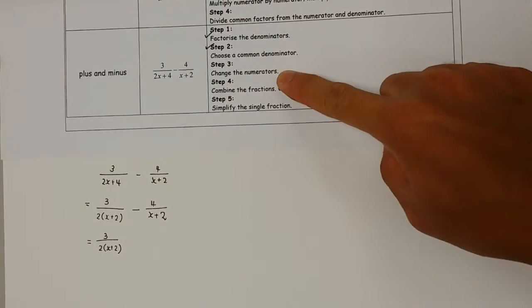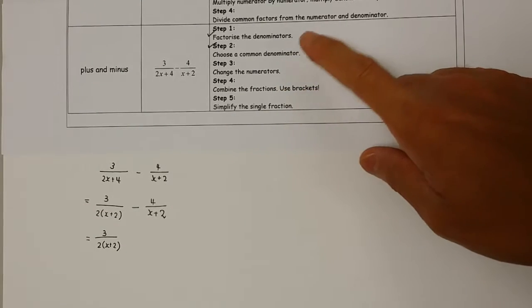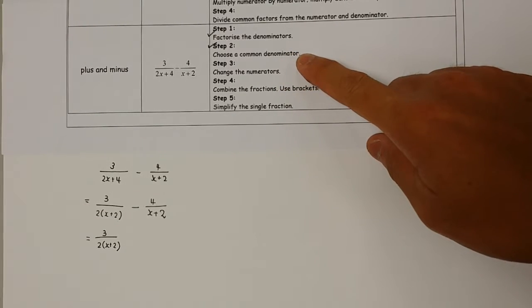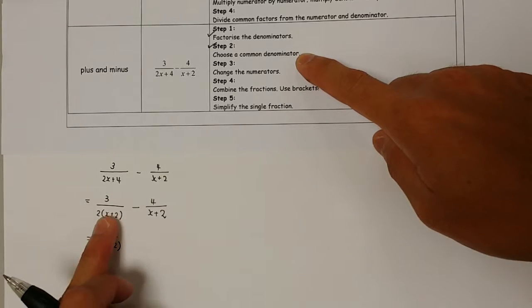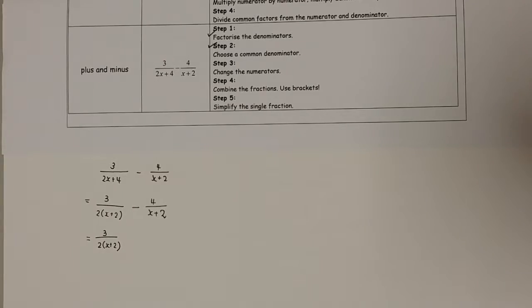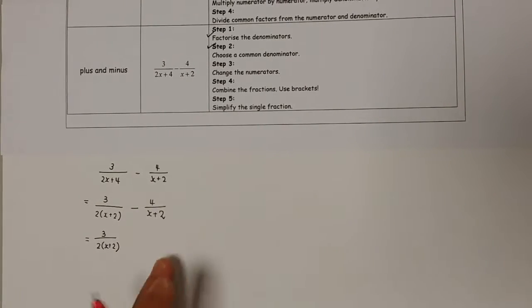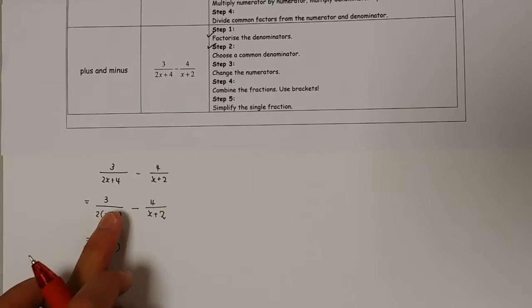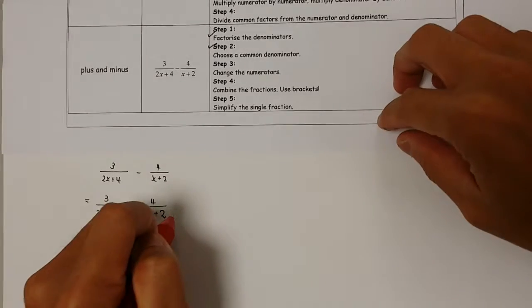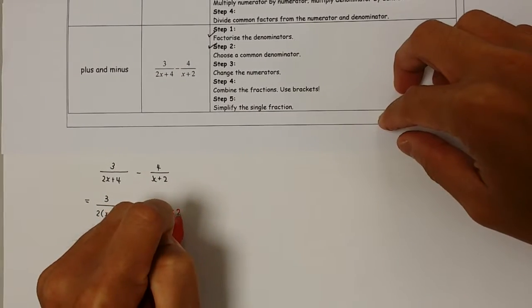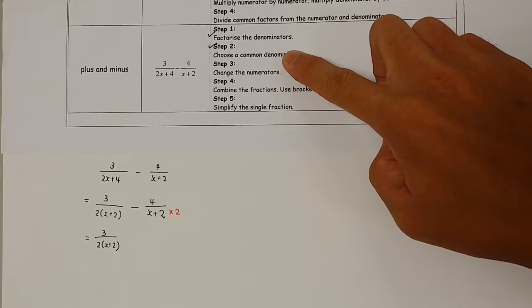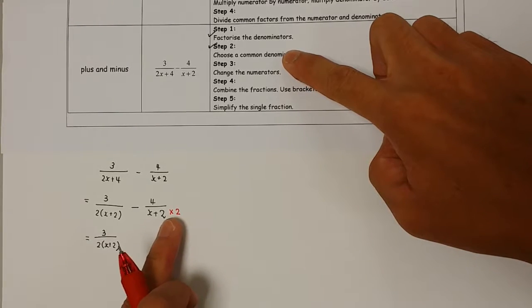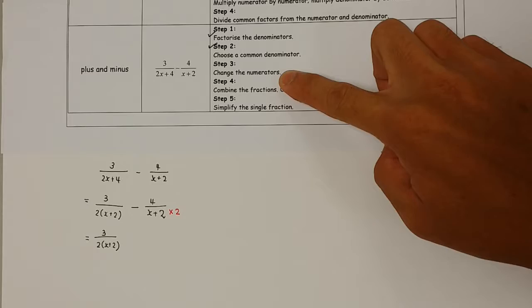Then we have to do step 3, which is to change. Sorry, we have not completed step 2. We have chosen the common denominator. We have to make this the same denominator as this. If you observe carefully, this x plus 2 can become this if we multiply the denominator by 2. That is step 2.